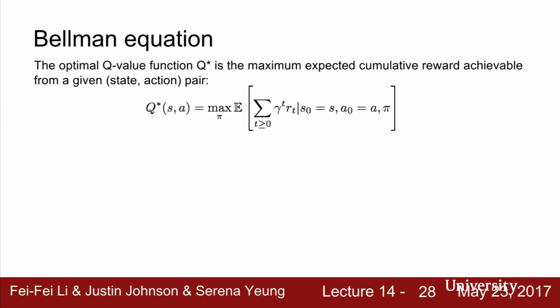Then the optimal q-value function that we can get is q star, which is the maximum expected cumulative reward that we can get from a given state-action pair, defined here.